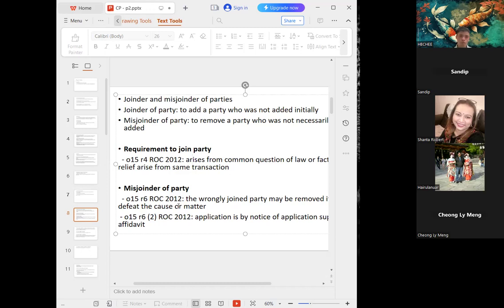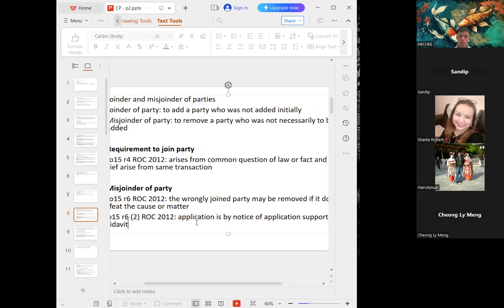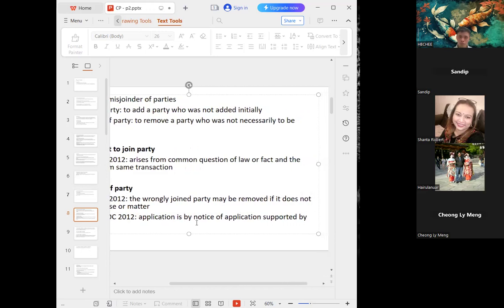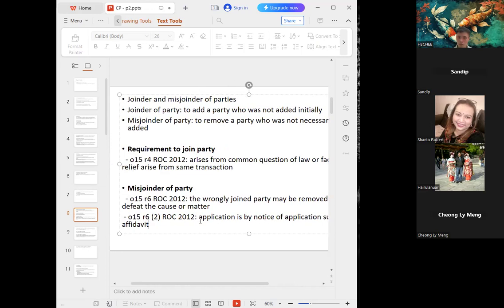So the requirement to remove C is that this will not cause my action to become invalid, because he is not necessarily or wrongfully being joined as a party. So how to apply is given under Order 15, Rule 6, Sub 2. Application is by notice of application supported by affidavit.